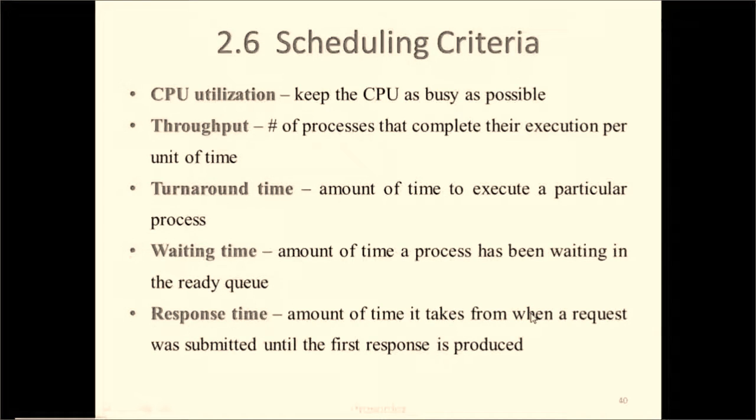Okay, let's move on to the next point, 2.6, scheduling criteria. For any scheduling algorithm, what is the criteria? CPU utilization. The aim of a scheduling algorithm is to keep the CPU as busy as possible. Throughput. The number of processes that complete their execution per unit of time is the definition of throughput. Throughput means number of processes completed per unit of time.